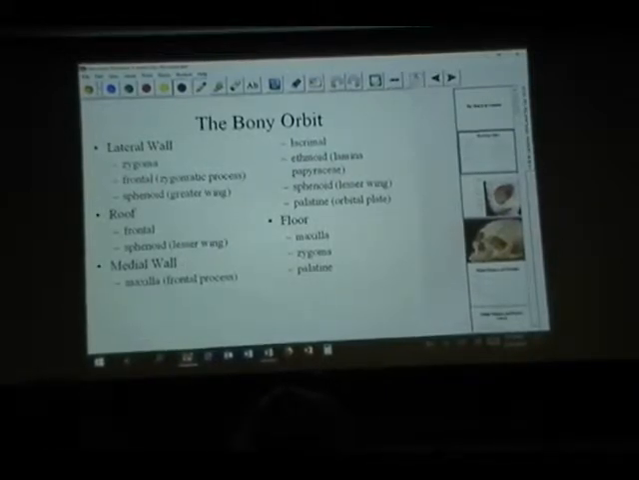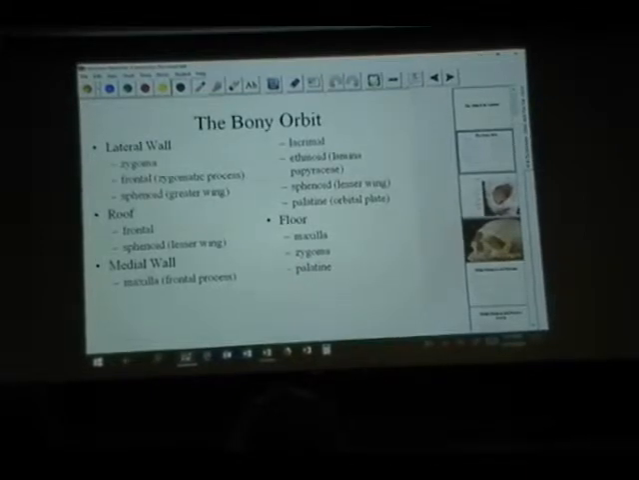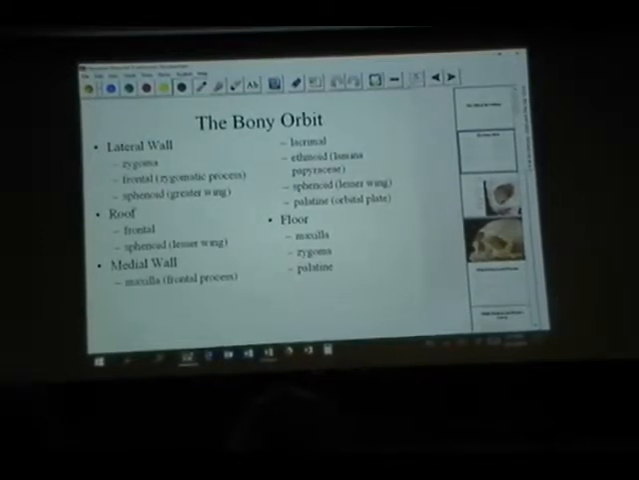It has a lateral wall, and that is made up of the cheekbone, the zygoma. And it has a portion of that also in relationship to the zygomatic process of the zygoma and the frontal process of the zygoma. So the frontal bone does play a little bit of a role with the zygomatic process.